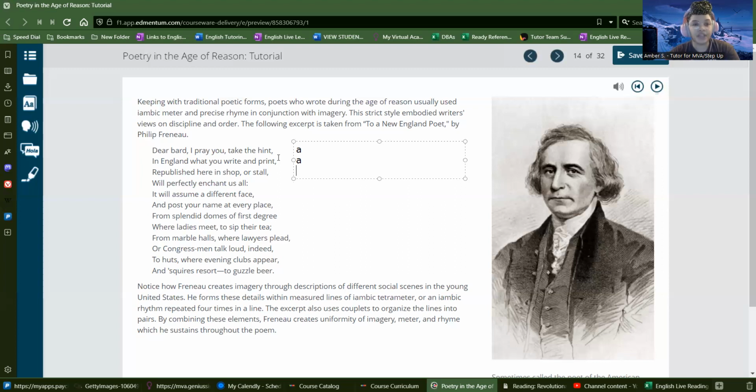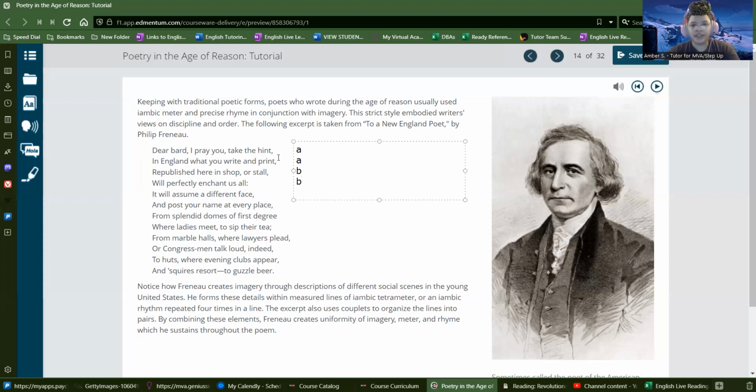So that means it's a new sound in the poem at the end of the line, and we're going to label it B. So we come down to this next line, which is all. All does rhyme with stall, but it doesn't rhyme with hint or print. So we're going to label it B. Any lines that rhyme with each other in a poem would have the same letter. So the point of the rhyme scheme is for someone to be able to look at this list of letters on the line and know which lines rhyme with each other.